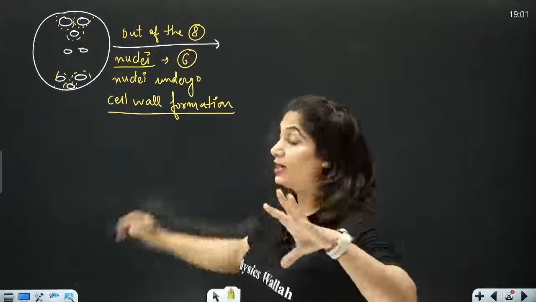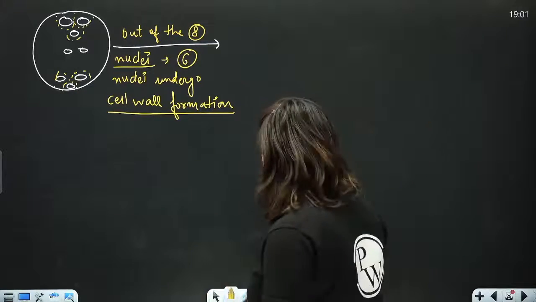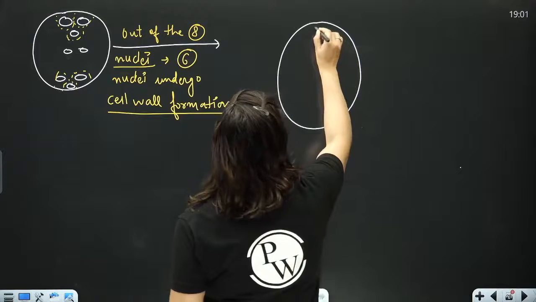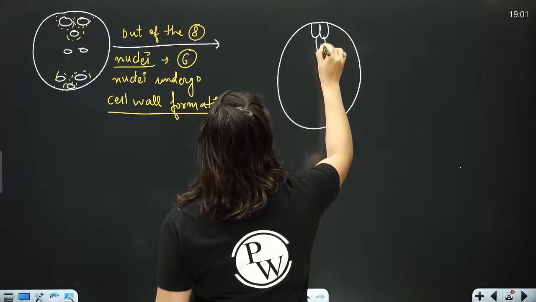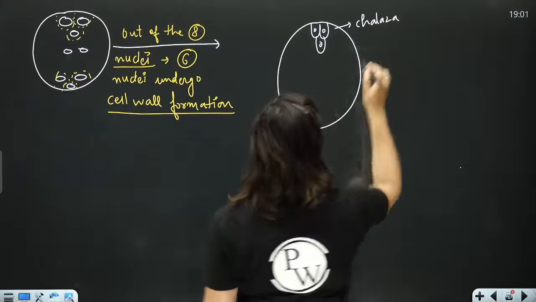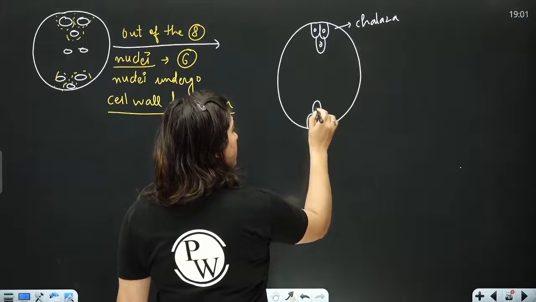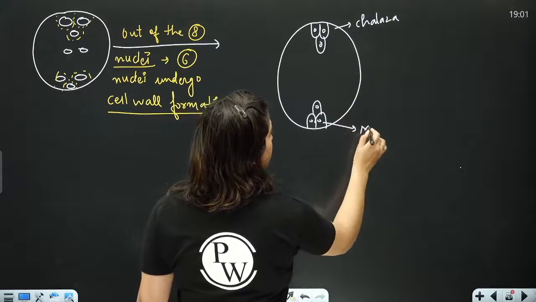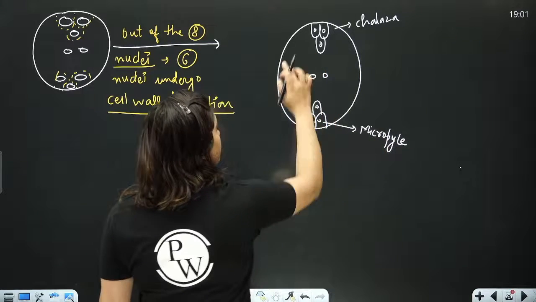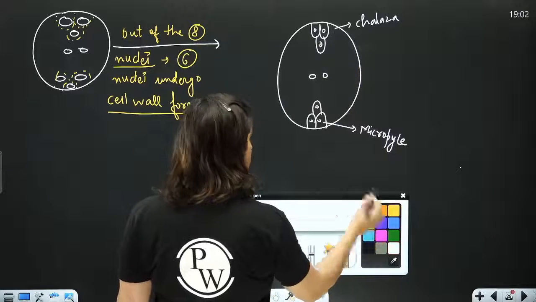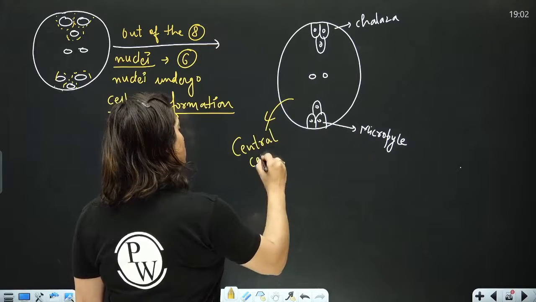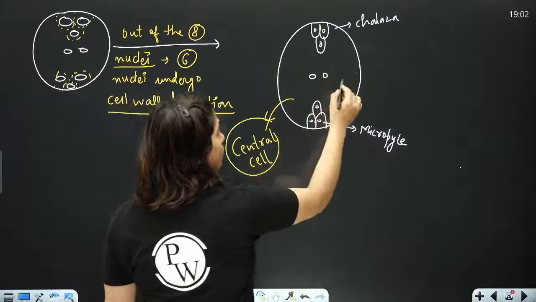So this is an important line, that out of the 8, only 6 nuclei undergo cell wall formation, and what is the result? 3 cells toward the chalaza. These are now cells, they are not nuclei now, and 3 cells towards the micropyle, and 2 at the center. This largest cell is called the central cell, having two polar nuclei.